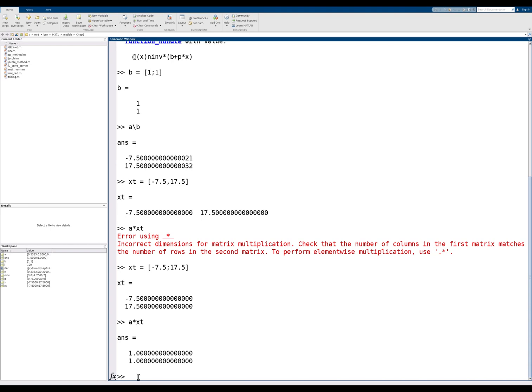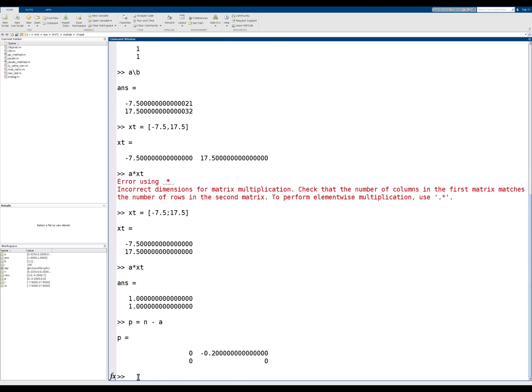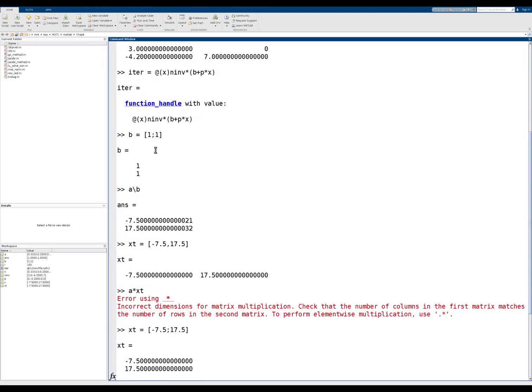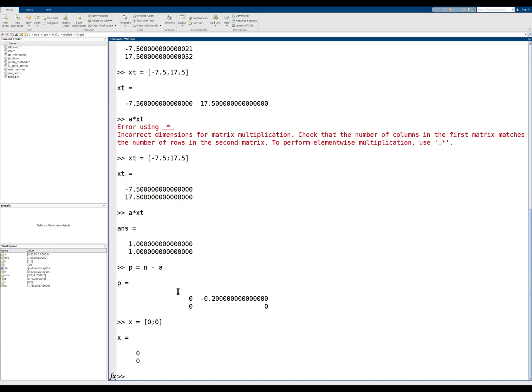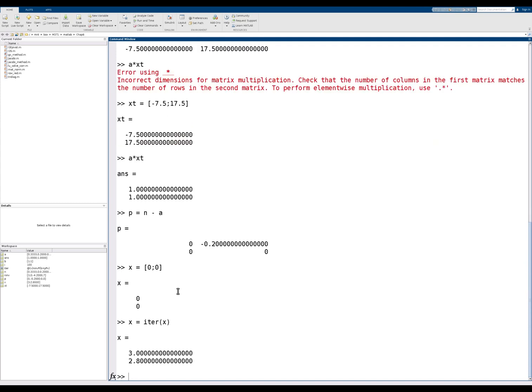Okay, now let's try it using the iterative method. So I defined n. Oh, I should also define p. Remember, p is equal to n minus A. Okay, so there's my p. And let me recall. Yeah, okay, so I already defined the iter function. So let's just start off with an x value. Like x, again, I'll just assume x is just a 0 vector. And then when we apply the iteration once, I can update x by applying the iteration to the current value of x. Okay, so the first approximation it gets is 3, 2.8.